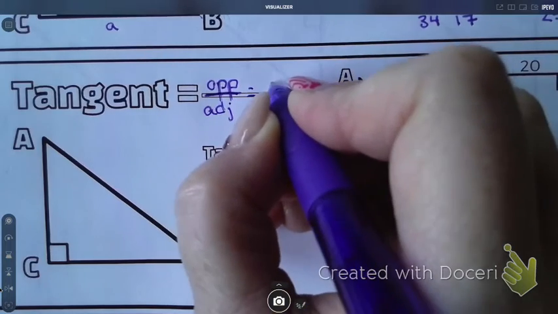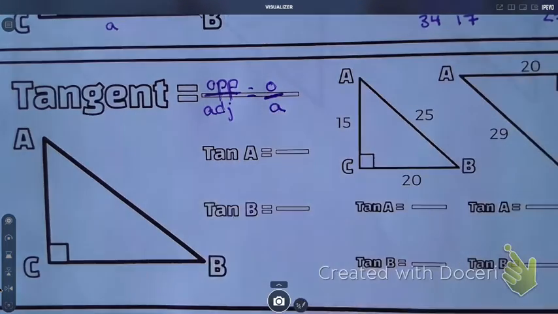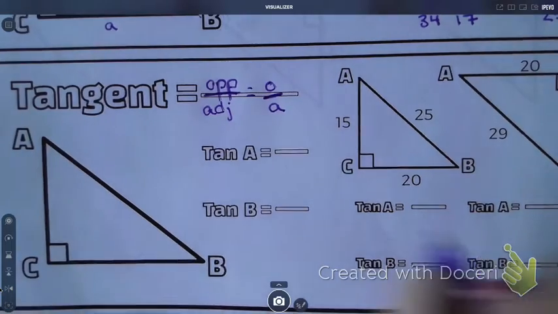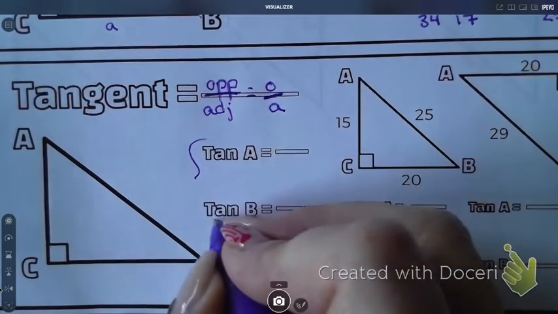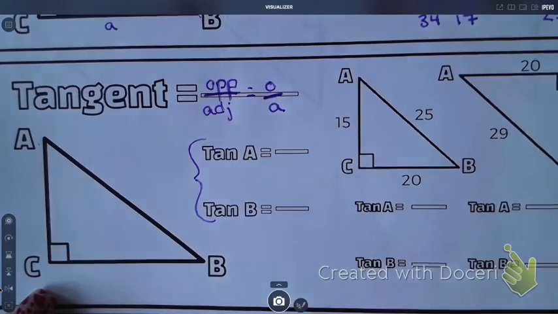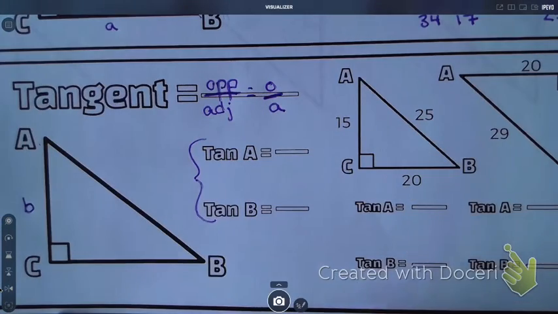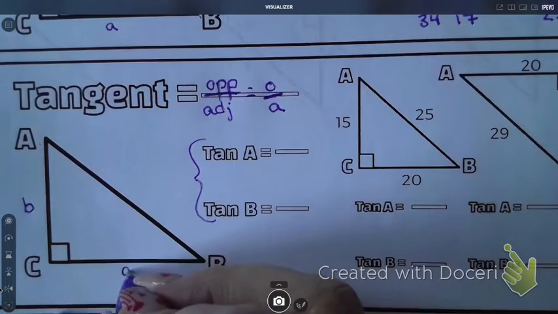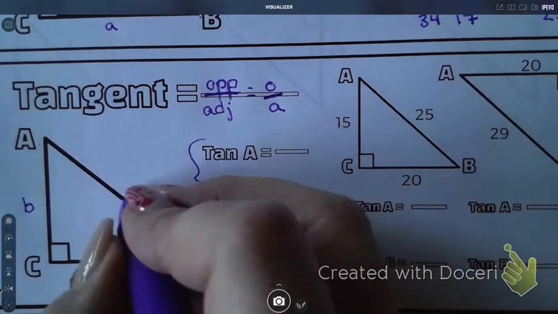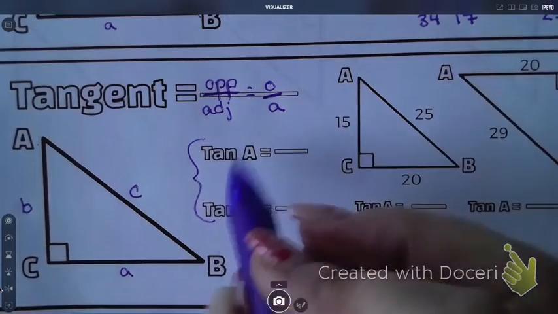Or O over A. And let's label our triangle. So AC is what? B. CB is what? A. And AB is C, or the hypotenuse, right? Okay, so tangent of A.